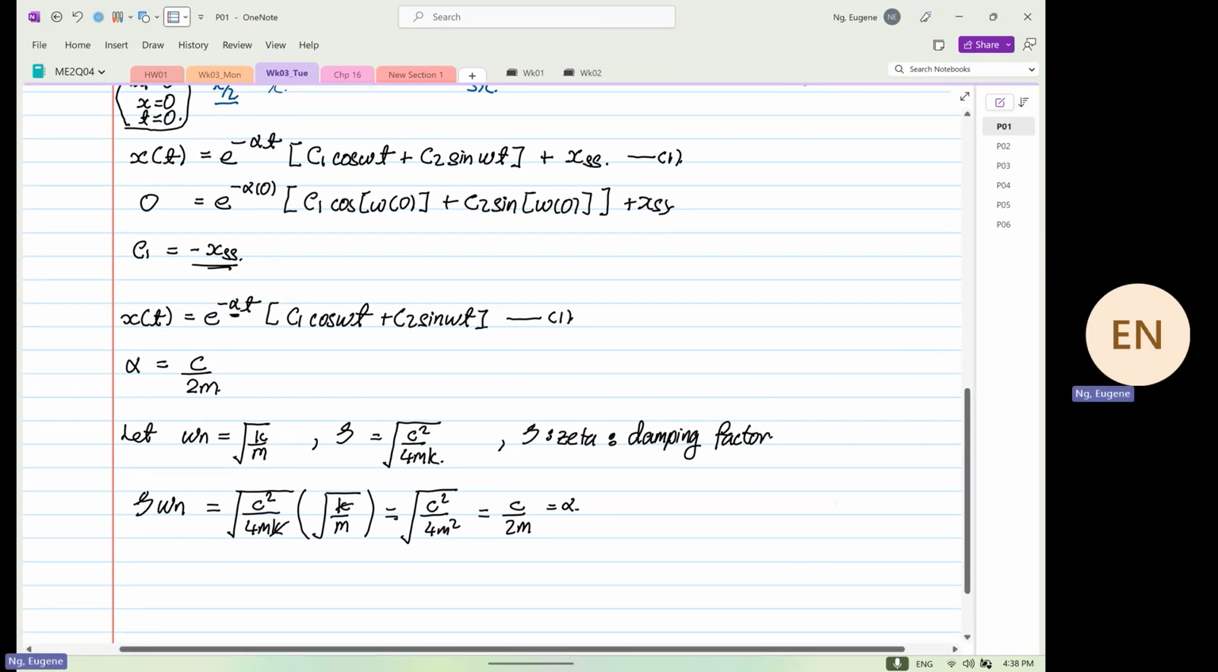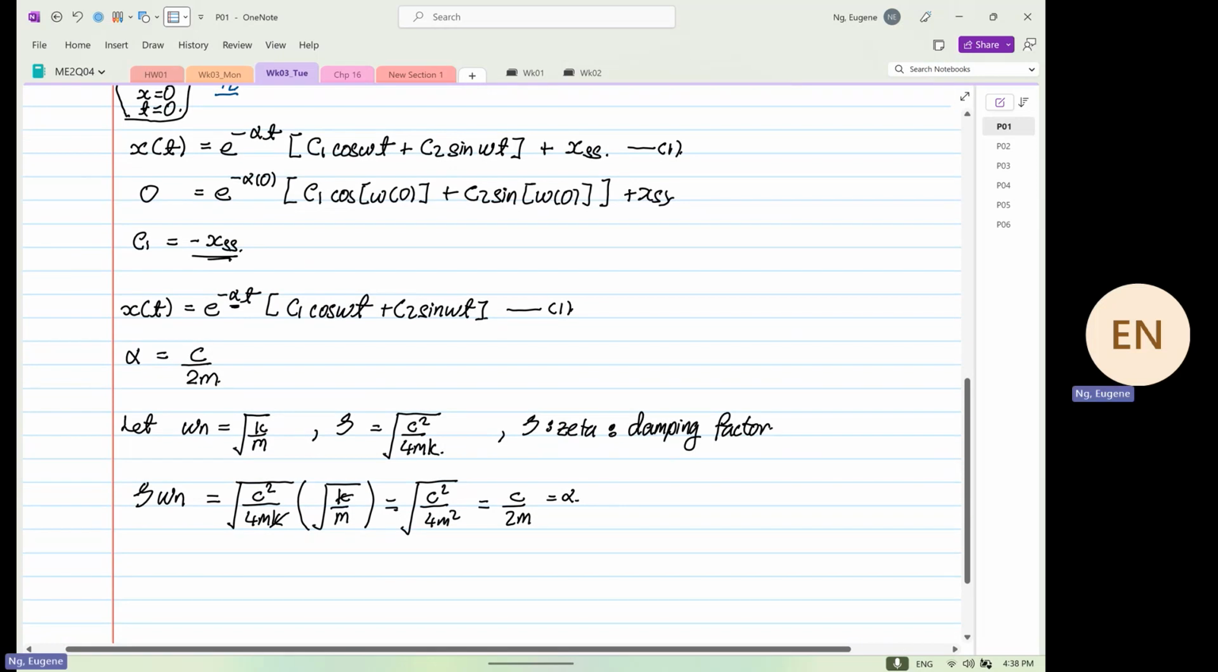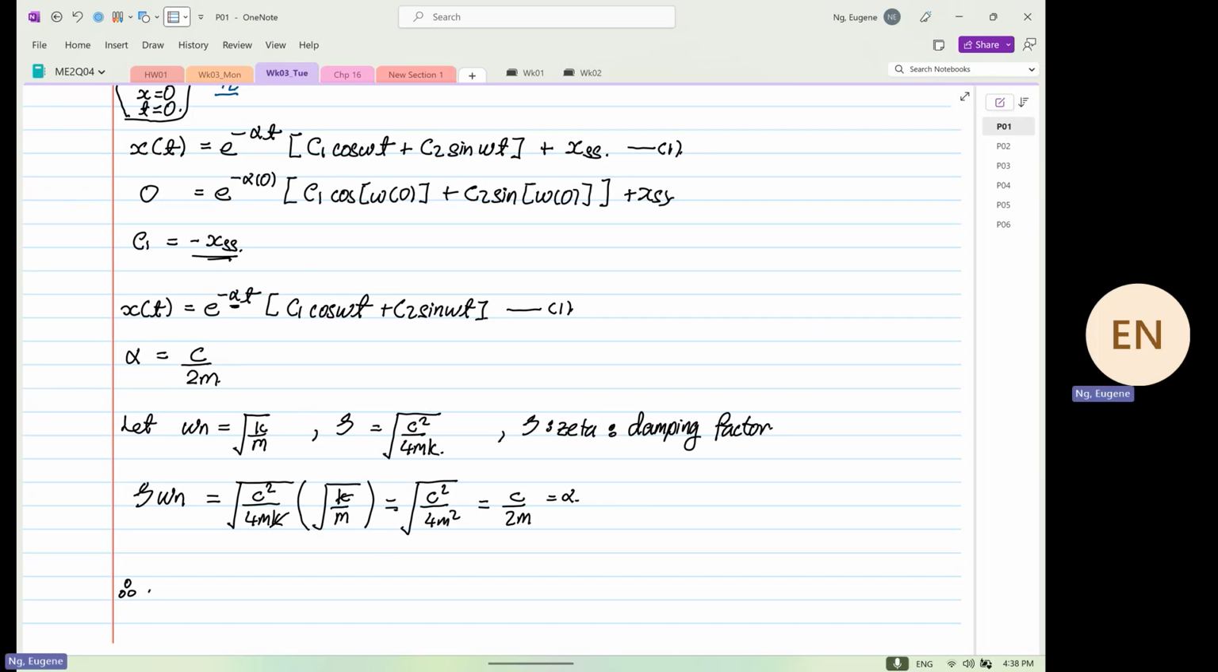So with respect to equation number one, therefore, x as a function of time will be equal to e to the minus zeta omega n t, times C1 cos omega t plus C2 sin omega t. It's common to see an expression like this. I promise to write better, because I saw some of your notes and you're not writing properly. I think it's my fault, I did not write big.